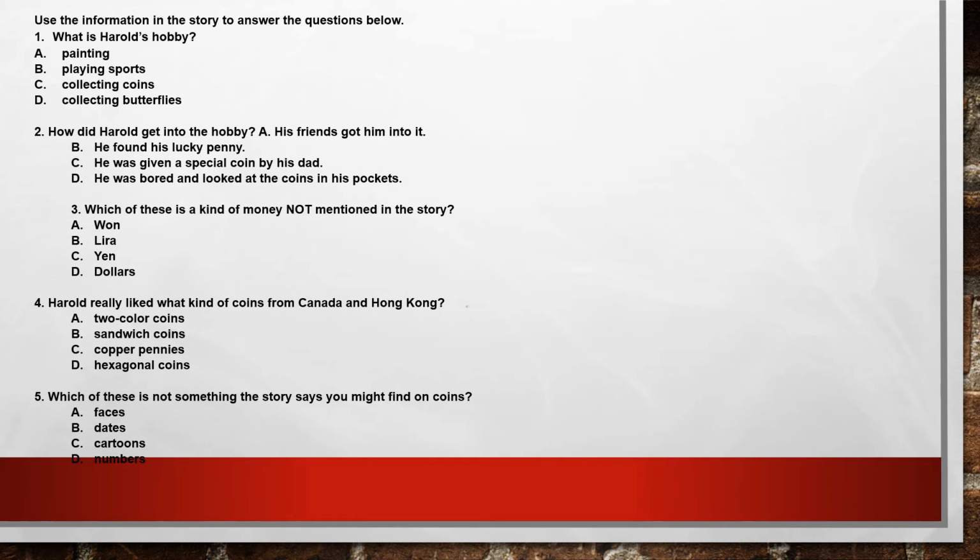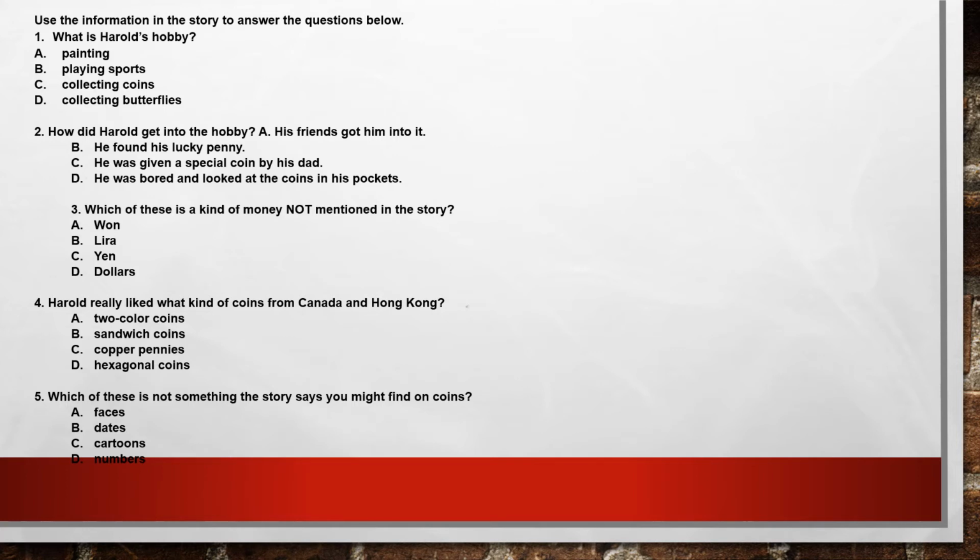Let us now use the information in the story to answer the questions below. Number 1. What is Harold's hobby? A. Painting. B. Playing sports. C. Collecting coins. D. Collecting butterflies. What's the correct answer? Of course, it's letter C, collecting coins.